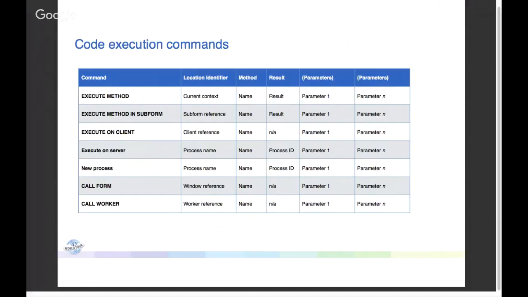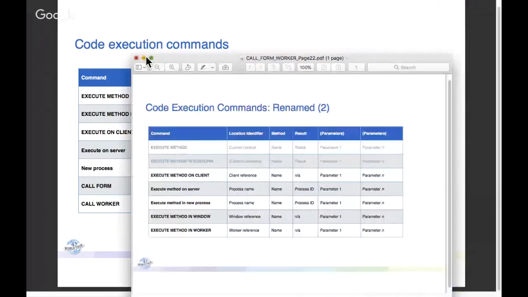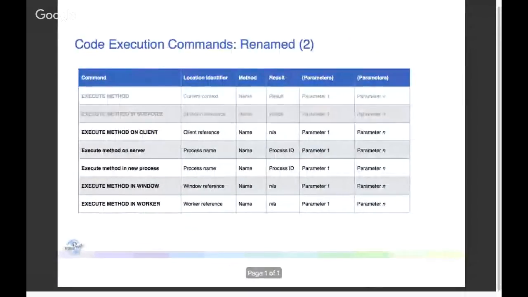So if you look at these commands renamed, this is really kind of what they'd be. They're all execute methods. So call form is execute method in window. That's what it is. Execute a method in an existing window. And call worker is execute a method in a worker. That's what it is. So they're variants of execute.